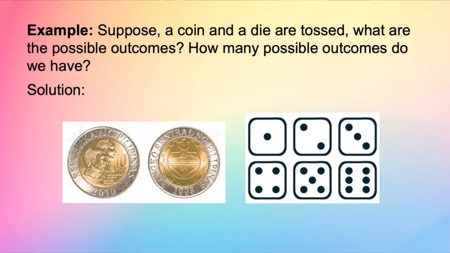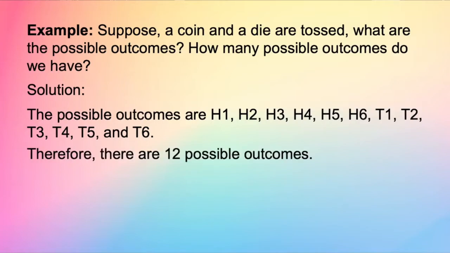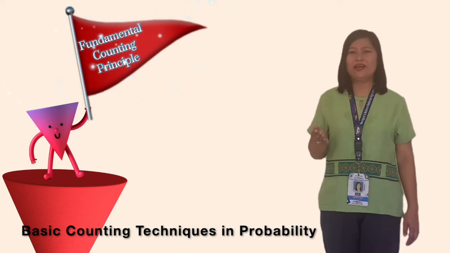So when a coin and a die are tossed, the possible outcomes are H1, H2, H3, H4, H5, H6, T1, T2, T3, T4, T5, and T6. Therefore, there are 12 possible outcomes. Let's consider the last way of counting.